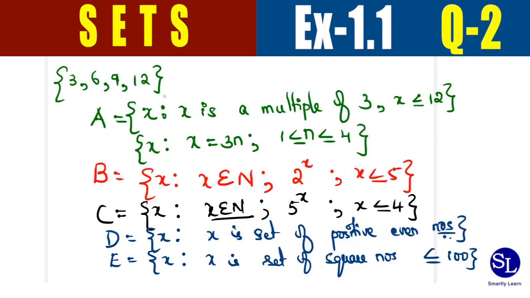Now let's see another way of defining set E. Set E is elements X such that it is X squared where X belongs to n and X is less than or equal to 10. So this is another short notation where I say E is going to have the set of all elements that are square numbers of all numbers from 1 to 10. So whichever notation is convenient for you, you can use that.